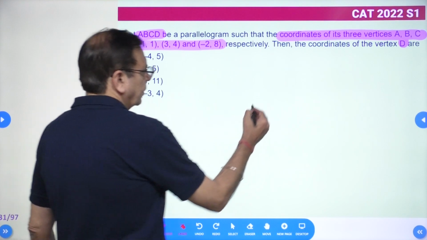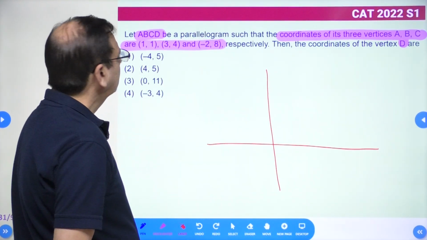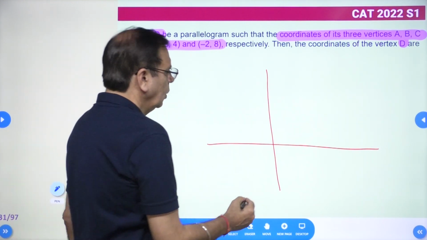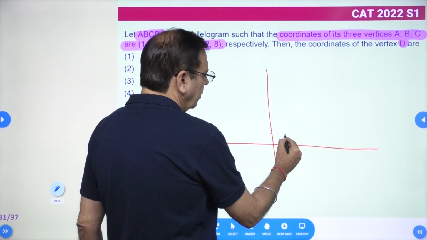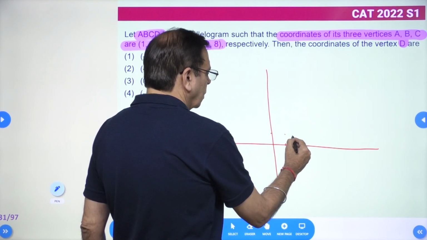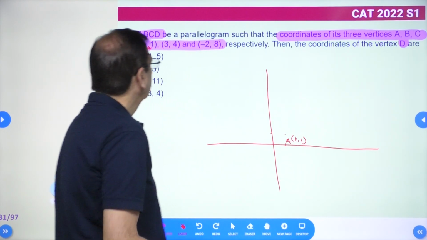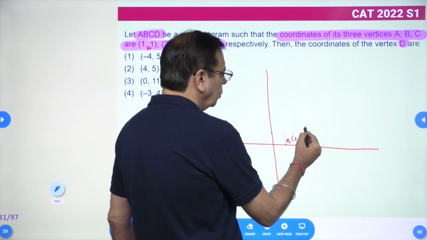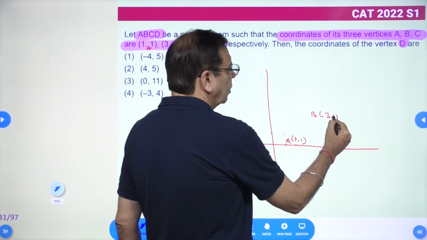ABCD is a parallelogram. Okay, so let me draw a parallelogram, with the coordinates of A, B, C. A is (1, 1). So if A is (1, 1), if I say this is 1, this is 1, this becomes A. B is (3, 4). This is 1, 2, 3, 1, 2, 3, 4. Okay. So this is B, which is (3, 4).